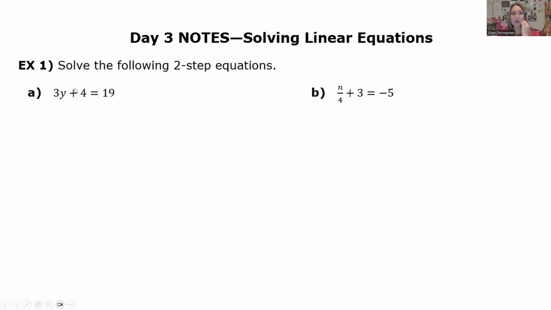And our goal is to get the variable by itself. And typically, this is not 100% of the time, but most of the time, almost all of the time, when you have a 2-step equation, you do the addition subtraction first, and then you get rid of the multiplication division. So let's do this.